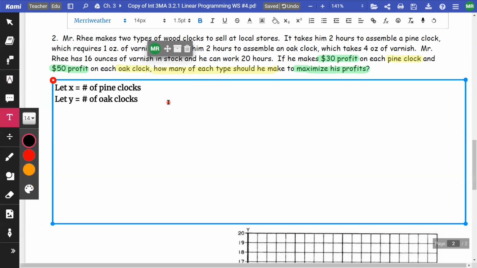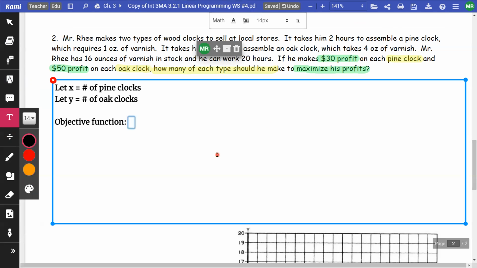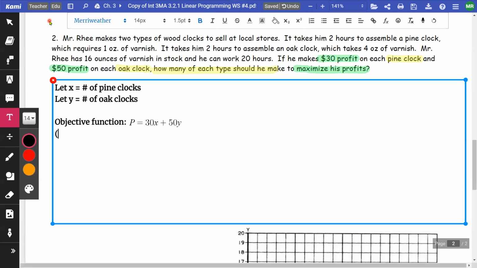So I am going to have my objective function. And again, it is going to be on profit. So I'm going to go P equals $30 for each pine clock plus $50 for each oak clock. So that's going to be my objective function. And again, what this is doing is we're trying to maximize profit. Okay, so that's my objective function. That's what I'm going to plug all my vertices into.